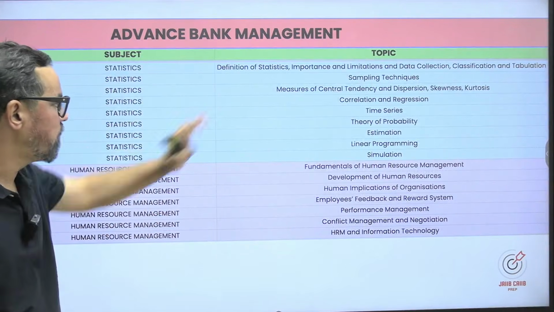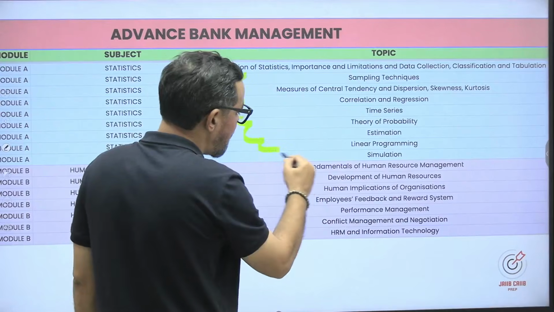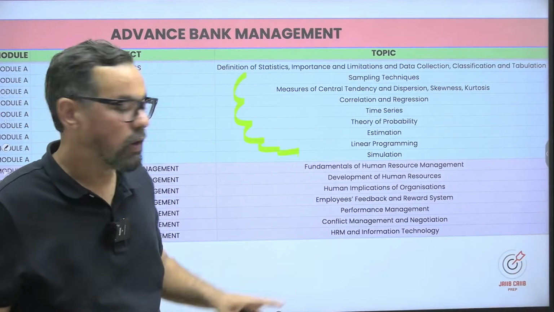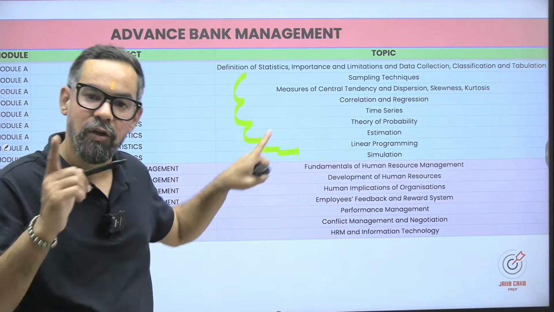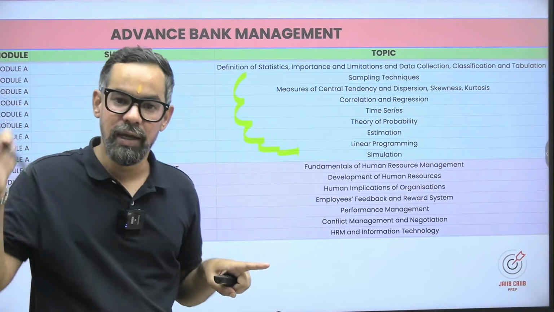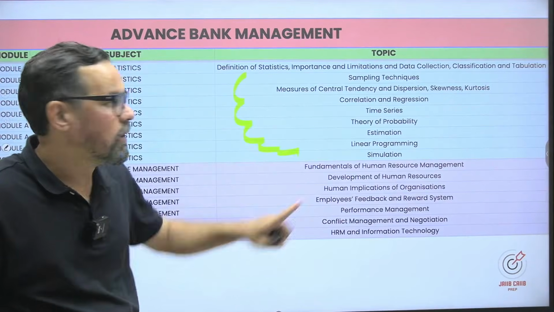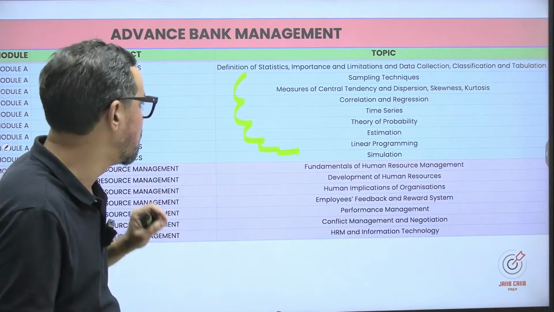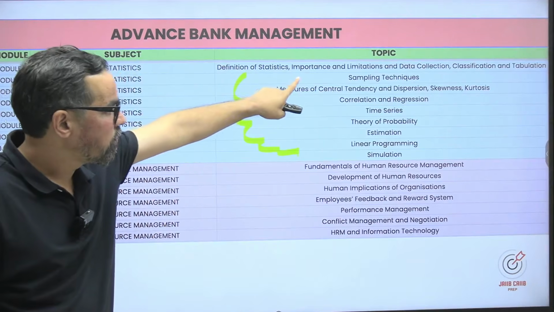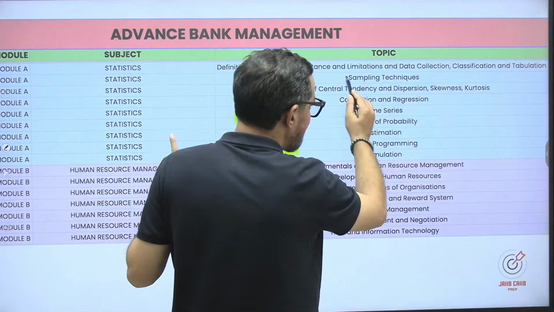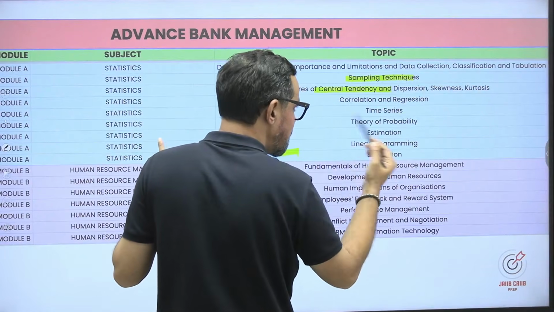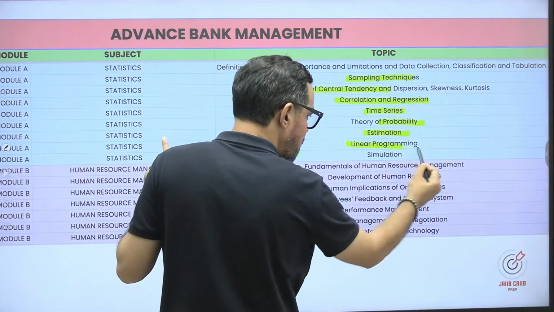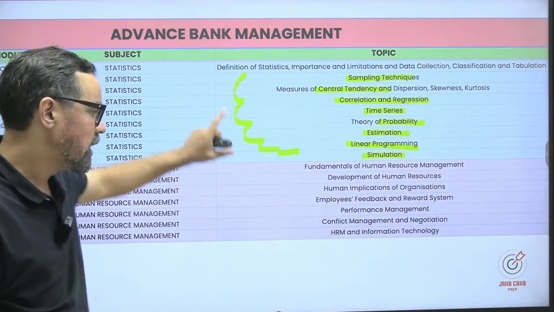So when it comes to ABM, module A is all about stat. If you go in future for FRM, we are already preparing content for that, right? So this module is part of your FRM also, and along with this, risk management and other areas are part of that. And as a banker, that is a doable certificate. That will help you in your overall banking career, right? So definition, the basic stat things, then sampling, central tendency, correlation and regression, time series, probability, estimation, linear programming, and simulation. These are the topics which are generally part of this.